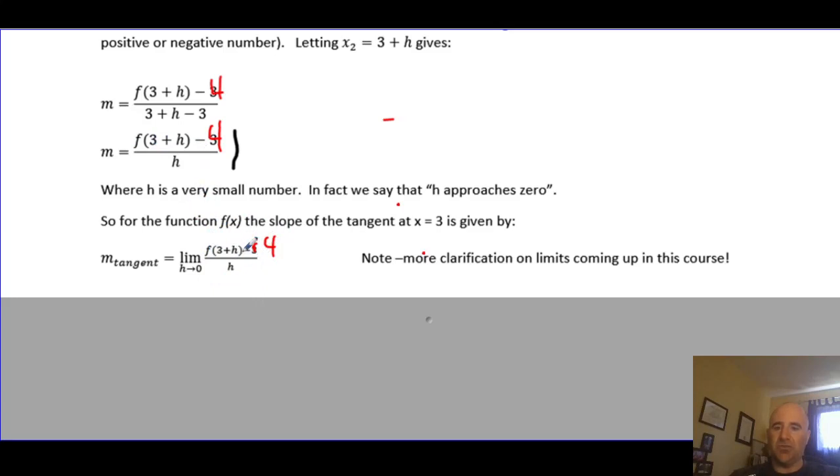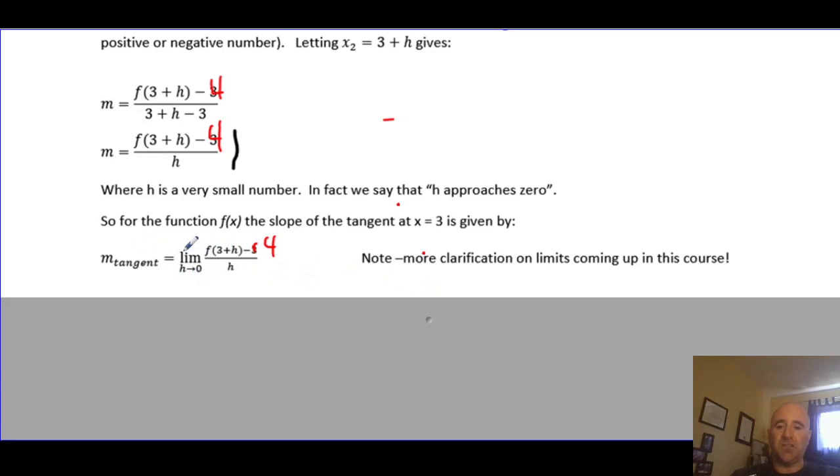As soon as you put h equals 0 here, you've got f of 3, which is 4, minus 4, which is 0, divided by 0. You can't divide by 0, and certainly you can't do 0 divided by 0. So we would love it if h could be equal to 0, but we can't make h equal to 0. That's just not allowed. We just have to make it as small as possible. And that's the idea of a limit.